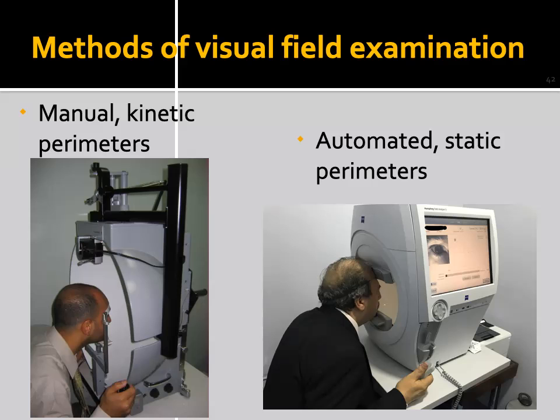How can we examine the visual field? The visual field is examined by two methods, either the manual or the kinetic perimeters, and these are the old techniques for examination of the visual field, or the most recent now is the automated or static perimeters. We will be focusing more on automated static perimeters, which are currently in practice.